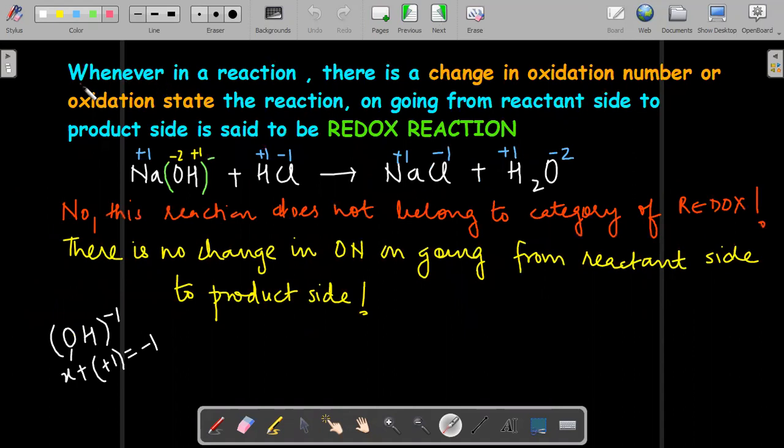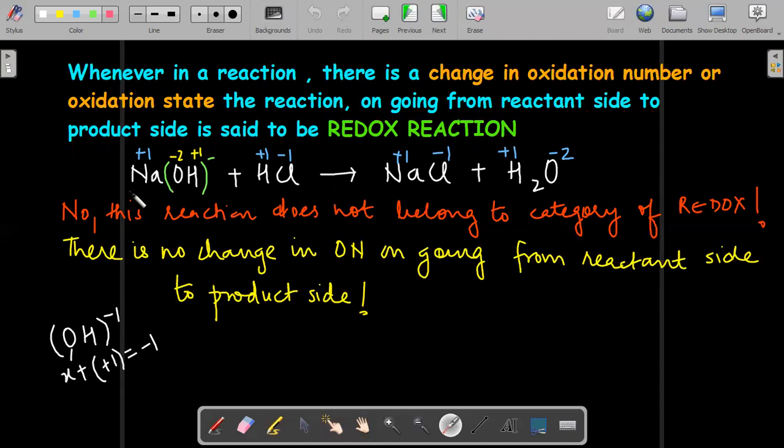so coming back to where we were identifying the redox reaction. So whenever in a reaction, there is a change in the oxidation number or oxidation state, the reaction on going from reactant side to product side, means when you are going from LHS to RHS, if there is a change in the oxidation number or oxidation state, then the reaction is said to be a redox reaction. If there is no change, then it is a simple chemical reaction, है ना?